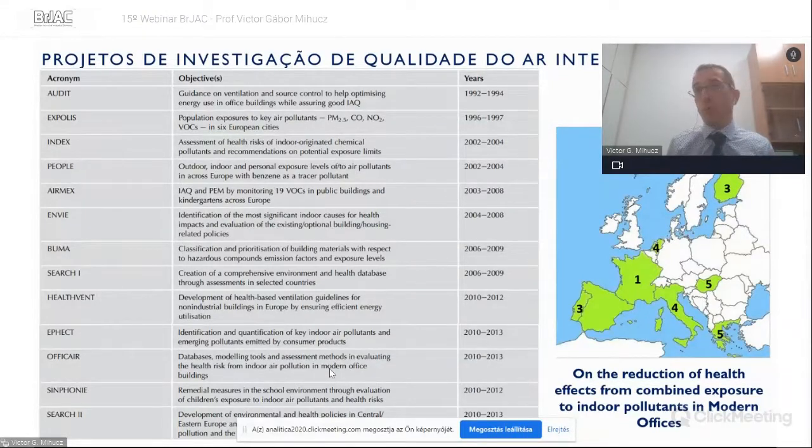when our laboratory was responsible for the determination of ozone and nitrogen dioxide in all of the sampling locations, and we also had responsibility for the particulate matter determination. Here on this map, you can see the countries where sampling was performed. There were 13 institutes involved in this project, but not in every country sampling was performed. And the focus was on offices, especially on mechanically ventilated, so air-conditioned offices.